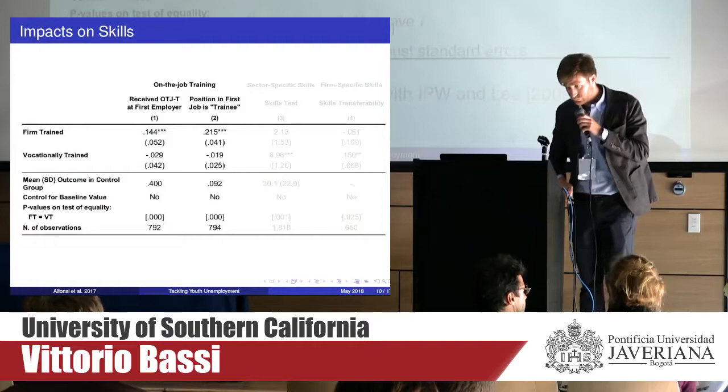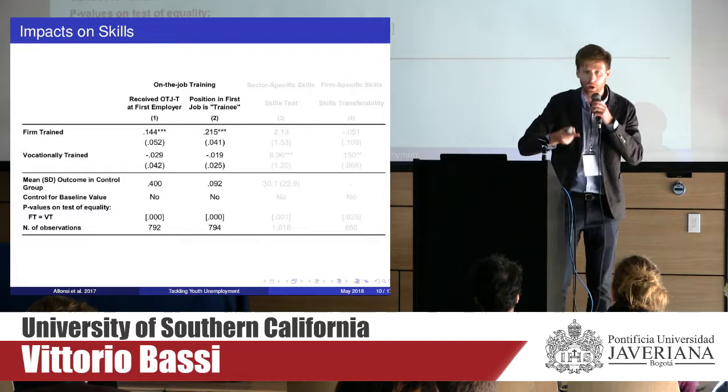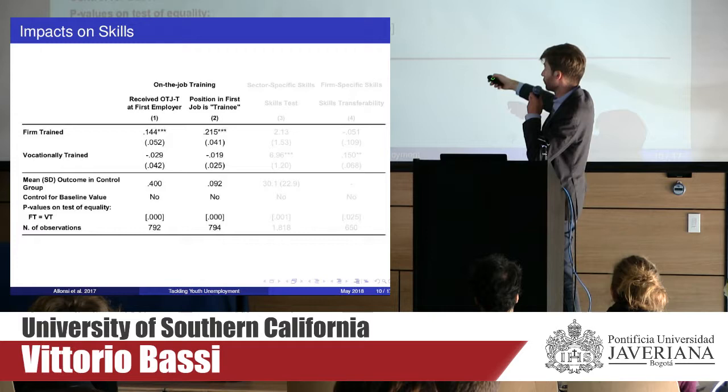On the skills of the workers, the first thing we know is that all the workers that follow up, we're asking whether they received on-the-job training at their first employer. So this is asked to everybody, even in the post-intervention period, even to workers in control and vocational training. Now you see two interesting things coming out of this.